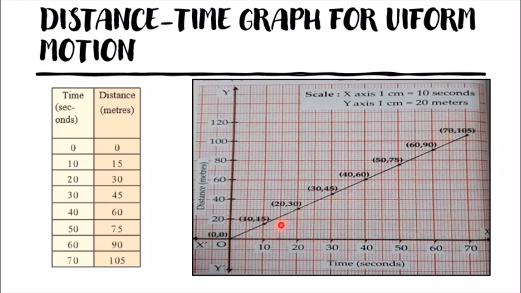And when we join all the points together, we will get a straight line. So the distance time graph is a straight line. Now why is it a straight line? Because it is moving with a uniform motion. That is, the object is covering equal distance in equal time interval. The distance and time both are with equal intervals. That is the reason the graph between distance and time is a straight line.